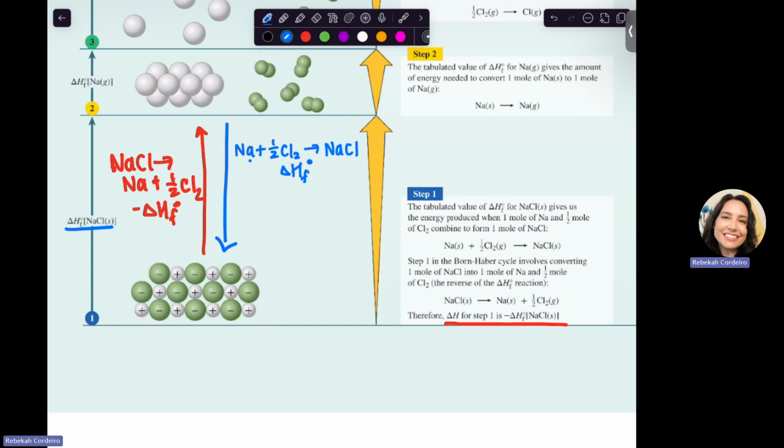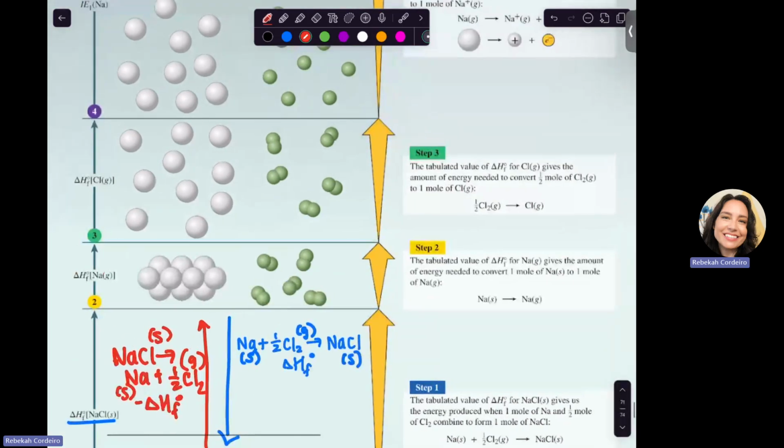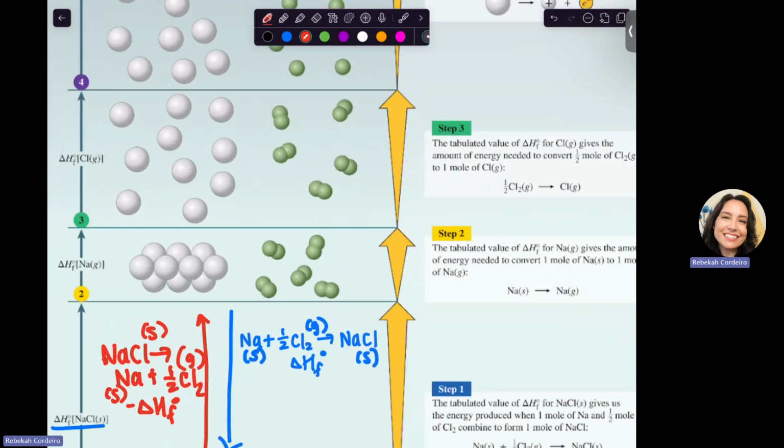And the elements are still in their natural form. So this is solid, this is gas, and this is solid. And this is solid, and this is solid, and this is gas. So it's elements in their natural form, just like what we talked about with enthalpies of formation. Now we're going to take it into pieces. So first we're going to deal with the sodium.